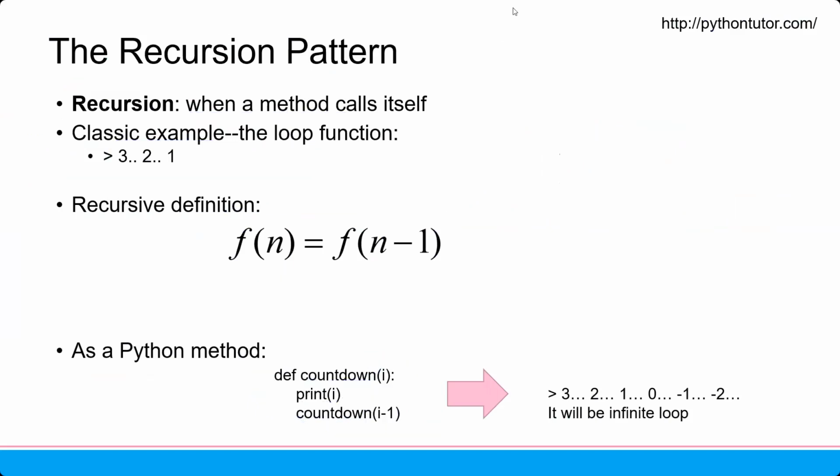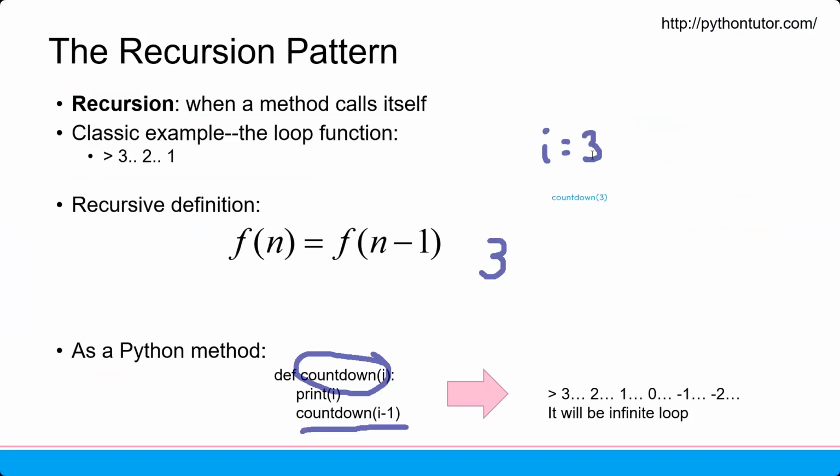It means if I define I equals 3, then what does it mean? We have countdown(3), and then we have print I. So we will print 3, and then countdown(I minus 1). What is countdown(I minus 1)?